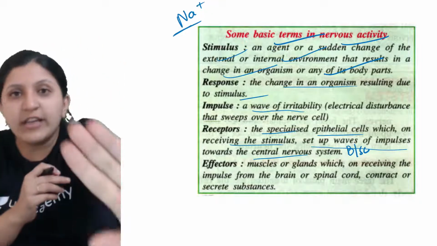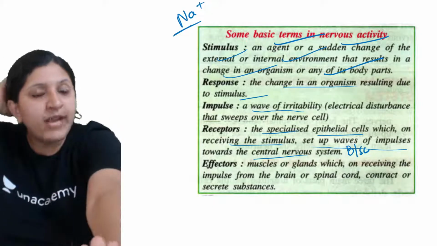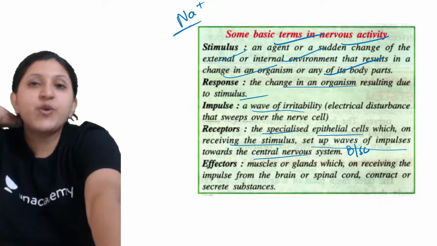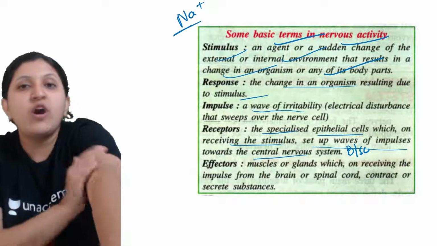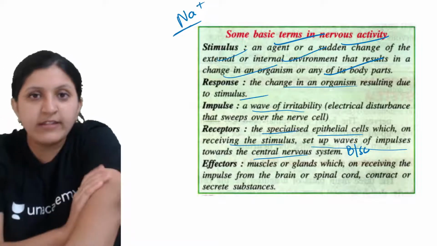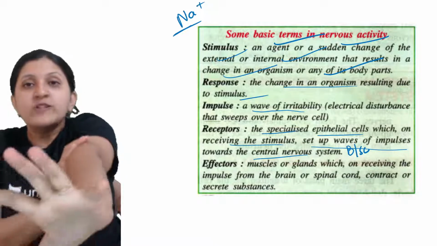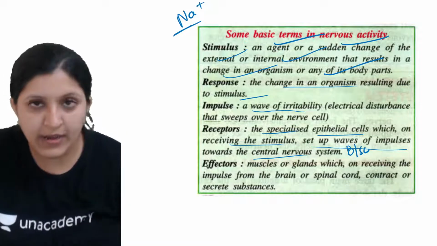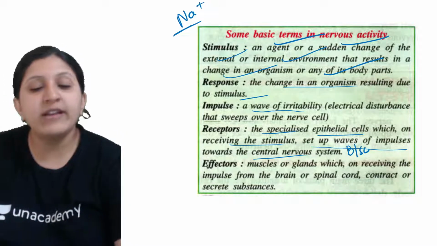Okay, since you are touching a hot object, the brain or the spinal cord, mainly the spinal cord, is going to send an impulse to the muscles of your hand through the motor neuron, so that based on the impulse you withdraw your hand. Okay, so that is the effector.